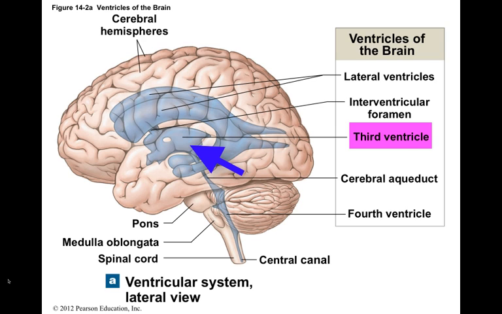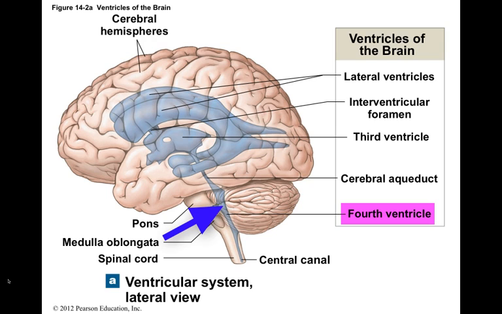Cerebrospinal fluid in the 3rd ventricle passes through the aqueduct of the midbrain and enters the 4th ventricle, that is located between the brainstem and the cerebellum. Cerebrospinal fluid is directed to the exterior of the brain and the spinal cord and into the subarachnoid space.